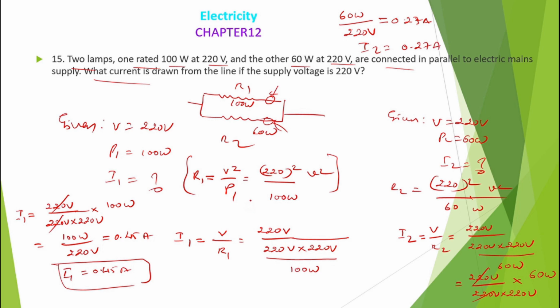Now, current drawn from the line. So this fellow R1 is drawing 0.45 amps and R2 is drawing 0.27 amps. Then how much current are they drawing? That is equal to I1 plus I2. I is equal to I1 plus I2, which is 0.45 amps plus 0.27 amps, equal to 0.72 amps. This is the answer.